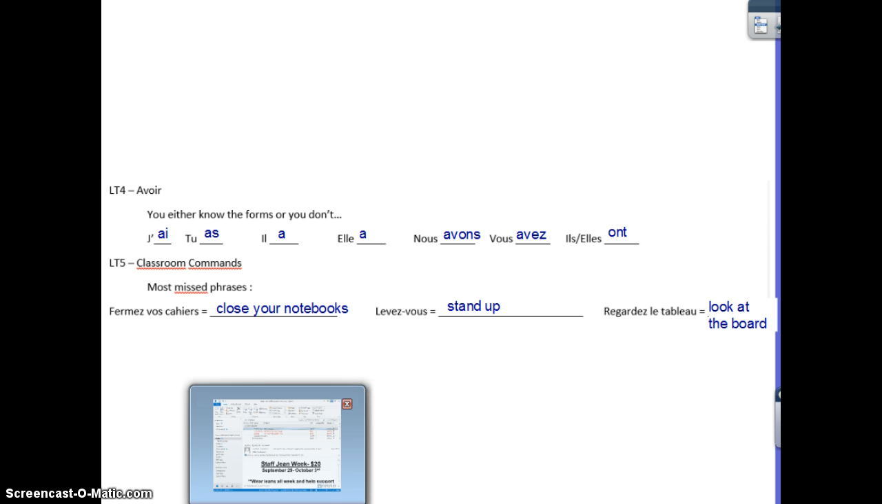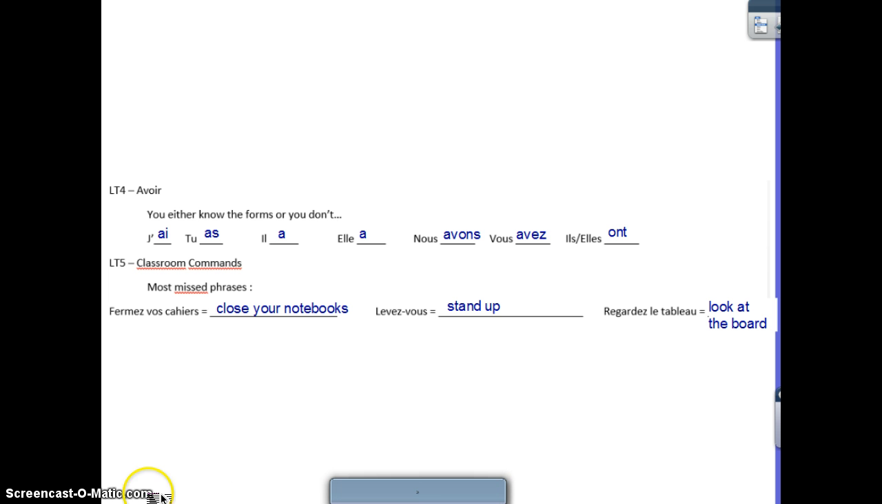So take a moment and jot those down and make sure you're familiar with those so that whenever those come up, you are able to use them. That'll do it for this set of notes. Make sure you bring it back to class with you.